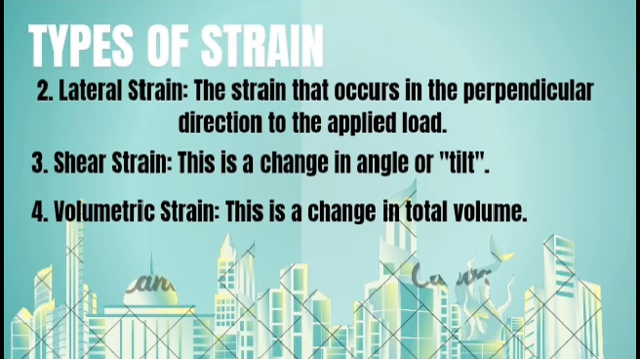The fourth type of strain is the volumetric strain. This is a change in total volume. Think of squeezing a sponge in your hand from all sides. It gets smaller overall. That is a volumetric strain.